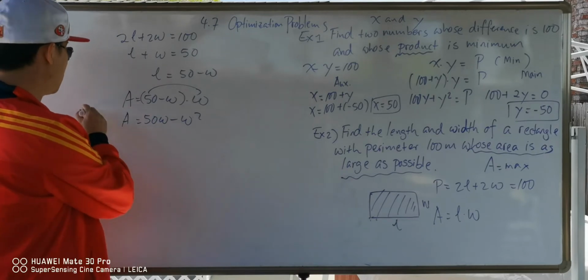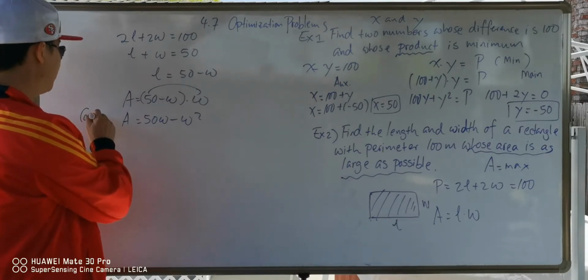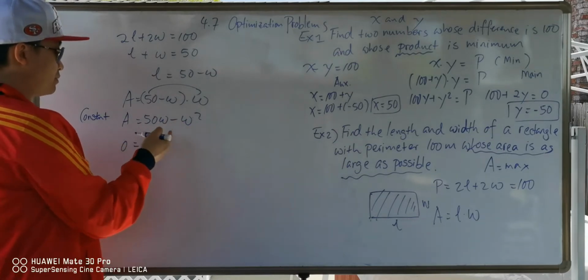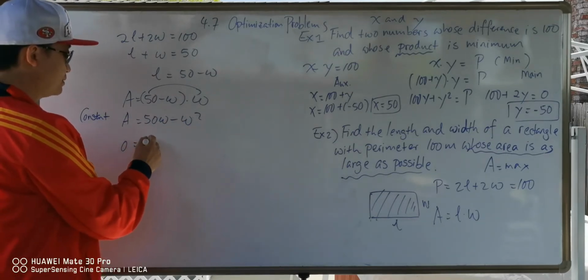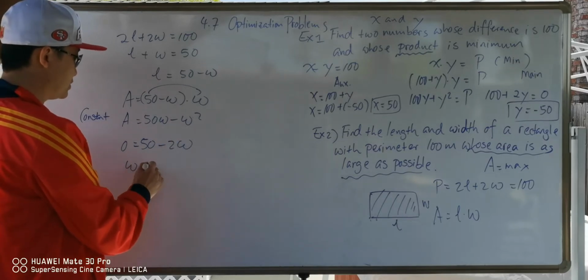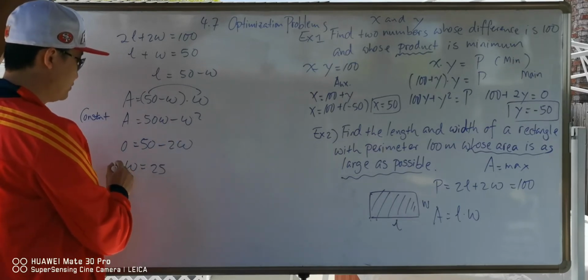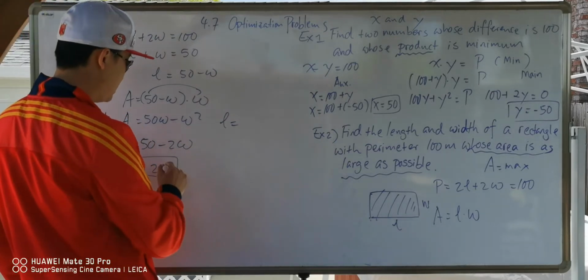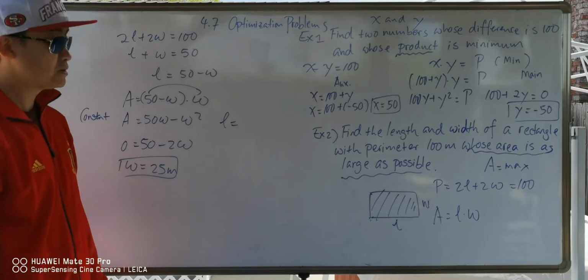Again, area, that's just a constant. So derivative of a constant, it's always 0. And now derivative on the right hand side, so we do have 50. Derivative of W squared, we do have 2W. So that means W equals 25. So the width is 25. And guess what the length is? Okay, don't forget about the units, 25 meters.